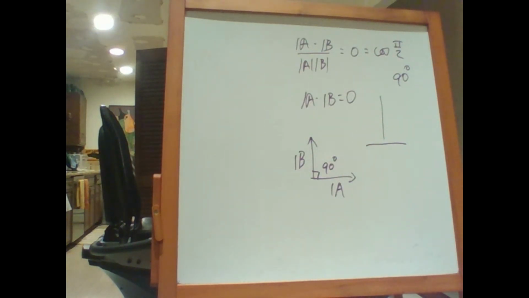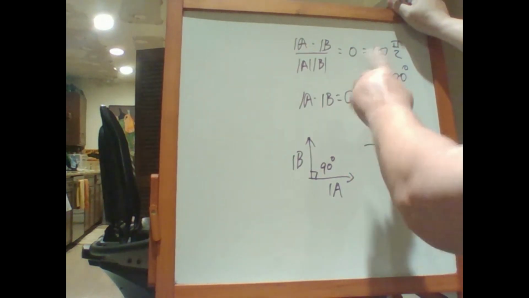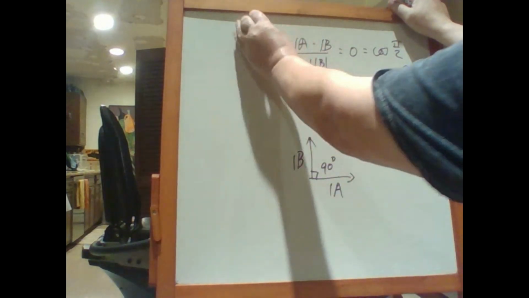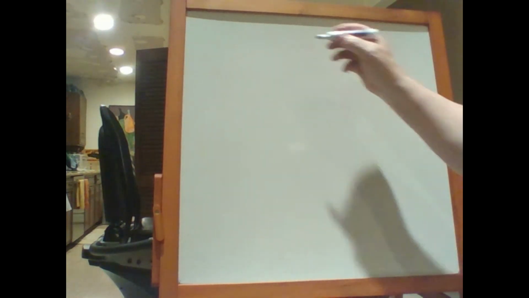Okay, so we packed a lot in. I kind of rushed through it. Maybe we can review it again a little bit next time. But again, that's an important result. When the dot product of two vectors is 0, they're perpendicular. Let's take a look at an example.